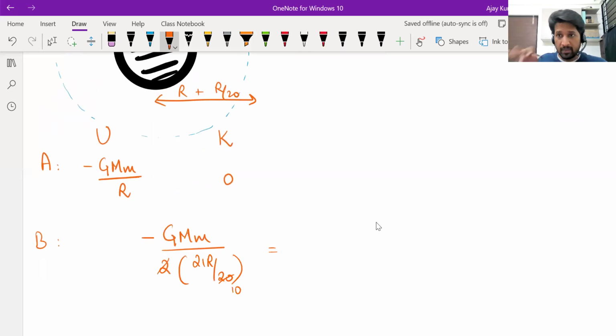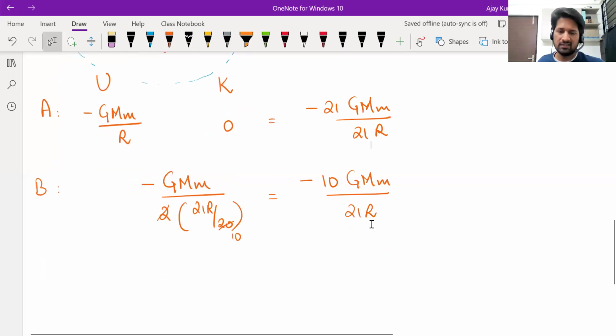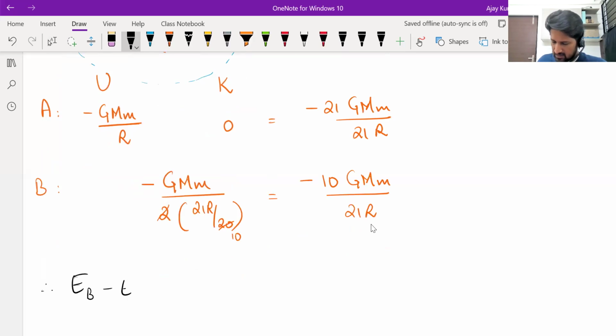So the final mechanical energy is minus 10 GMm by 21R. Initial mechanical energy is minus GMm by R. You can write it as minus 21 GMm by 21R. I'm just equating the denominators so that we can easily subtract the numerators. Therefore, energy at B minus energy at A: minus 10 minus of minus 21 becomes 11 GMm by 21R. And they are saying this is equal to x GMm by 21R. So x becomes 11.